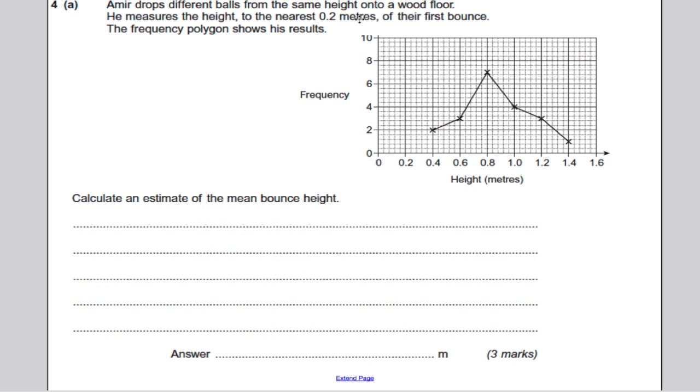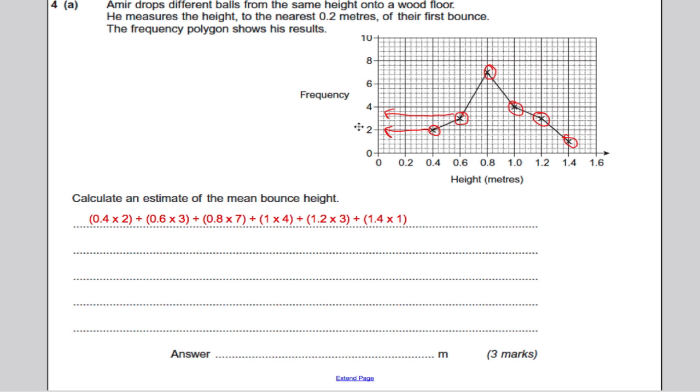Amir drops different balls from the same height onto a wooden floor, and he measures the height to the nearest 0.2 meters of the first bounce. The frequency polygon shows the results. Calculate an estimate for the mean bounce height. Now this is just like estimating the mean from a table. A frequency polygon, you should know, uses midpoints, and there's our midpoints. So we have all the midpoints. I need to multiply the midpoints by the frequencies and then add them together.